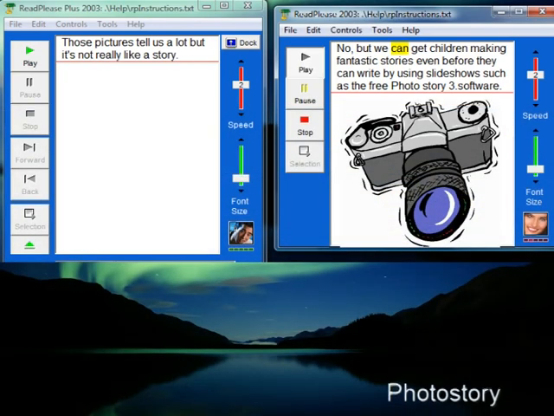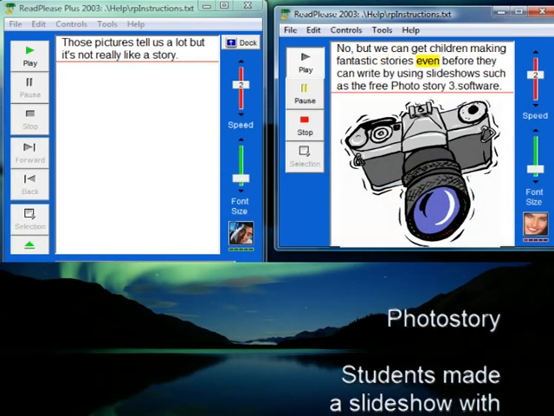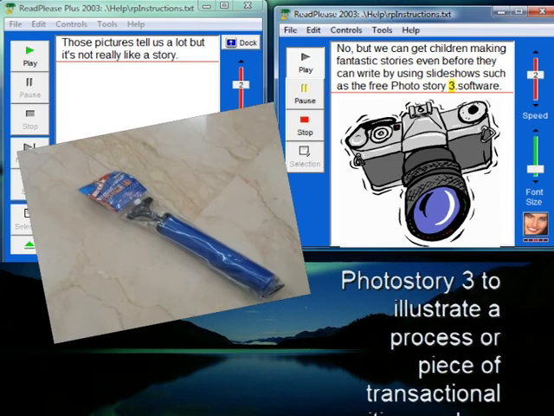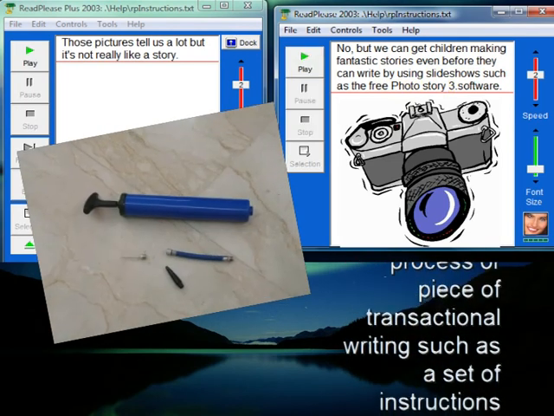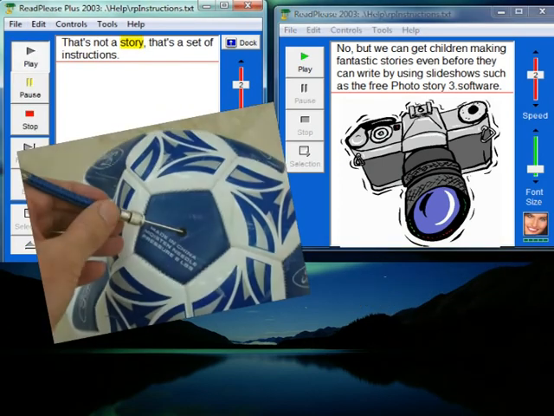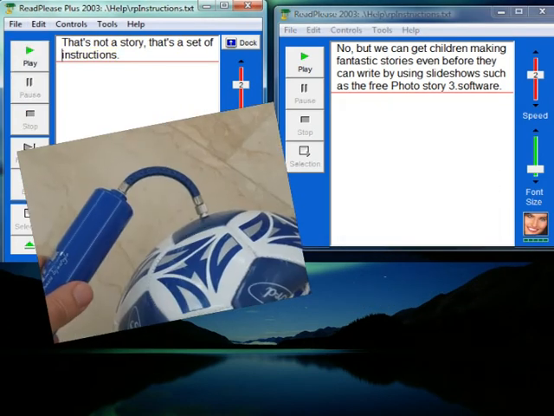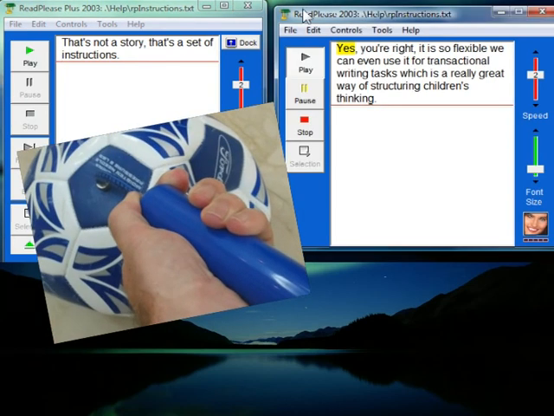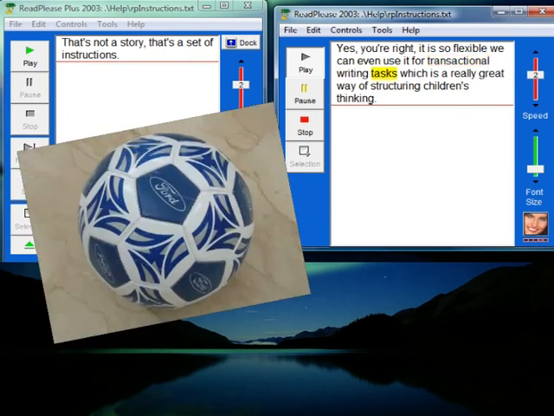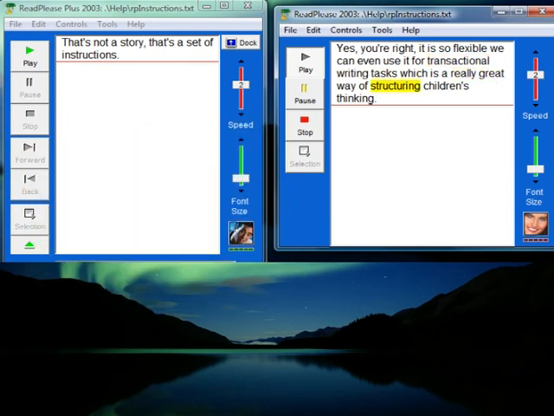No, but we can get children making fantastic stories even before they can write by using slideshows such as the free Photo Story 3 software. That's not a story, that's a set of instructions. Yes, you're right. It is so flexible we can even use it for transactional writing tasks, which is a really great way of structuring children's thinking.